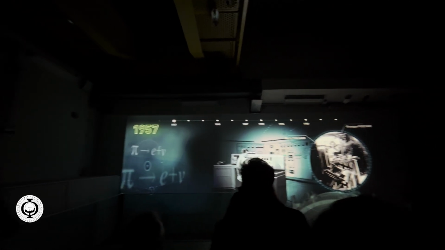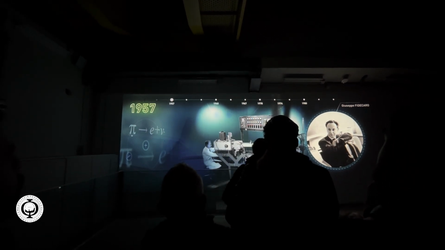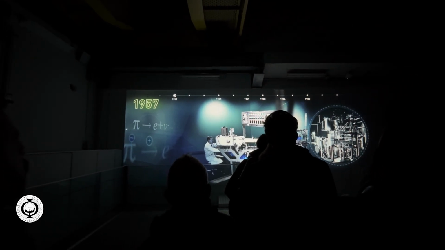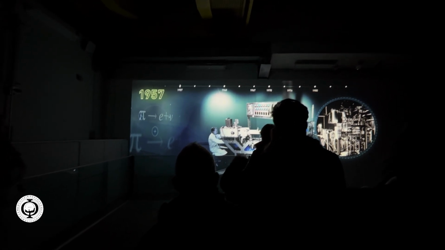In 1957, young scientists from all over Europe arrived. Among them are Maria and Giuseppe Filicao. Giuseppe wants to study a short-lived particle called the pion. In 1957, there was a mystery surrounding the pion. Theory predicted that a direct decay into an electron and a neutrino should happen, but this had never been observed.